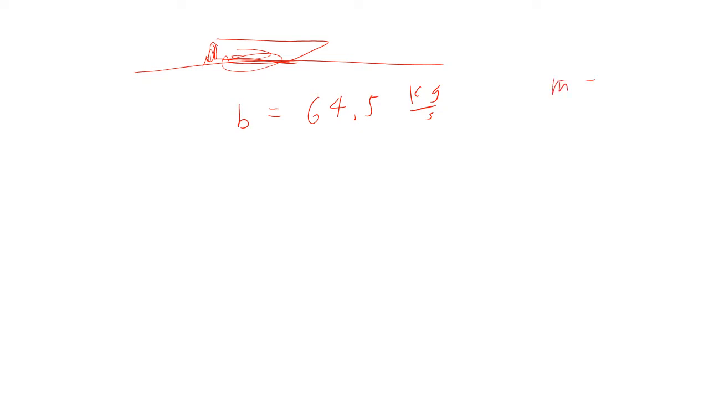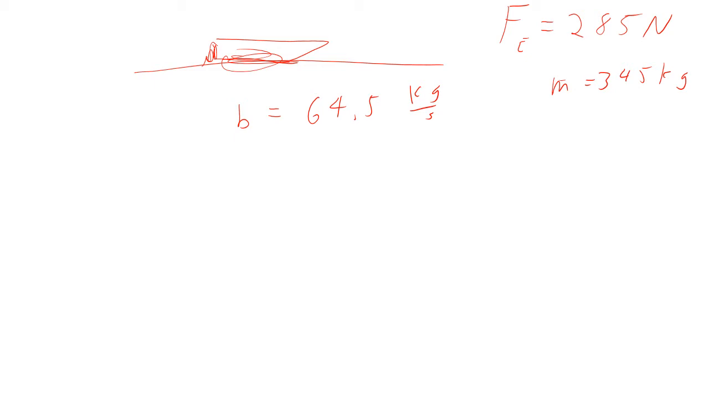Let's say the mass of the boat is 345 kilograms. So it's like a fiberglass boat with a big engine on it. What I want to know is, if the engine is capable of a maximum of 285 newtons of force, what is the top speed of this speedboat?